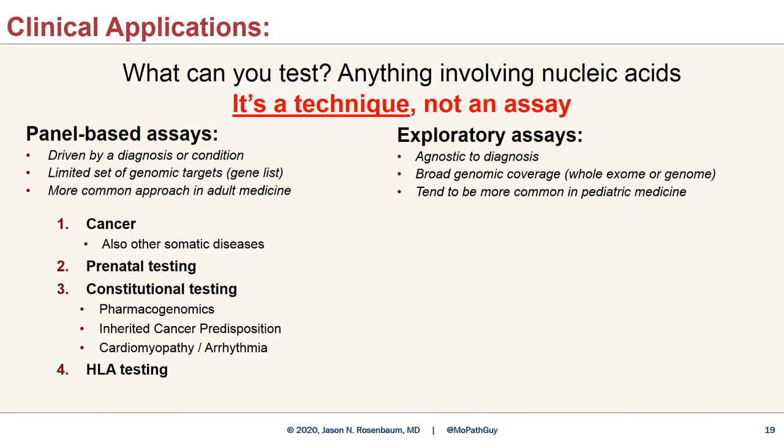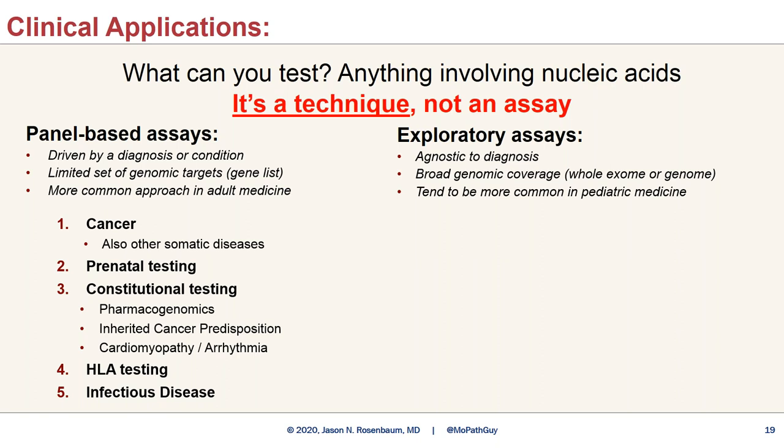So examples of panel-based assays, the most common is cancer, but other somatic diseases like somatic overgrowth syndromes can be tested in this way. Prenatal testing and certain kinds of constitutional diseases, I mentioned cardiac arrhythmia before, and HLA testing. In the non-human nucleic acid realm, infectious disease can be tested by massively parallel assays in a panel-based approach, meaning rather than just having a flu assay, or a SARS-CoV-2 assay, you can have an assay that interrogates for the presence of any respiratory virus or respiratory virus plus bacteria or even fungi.